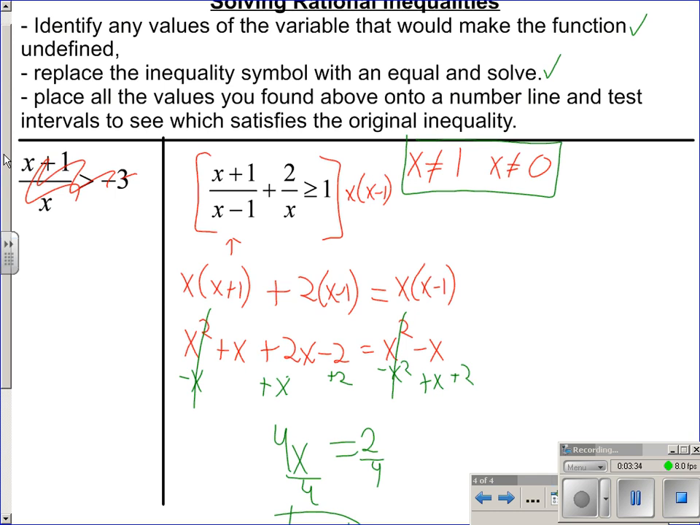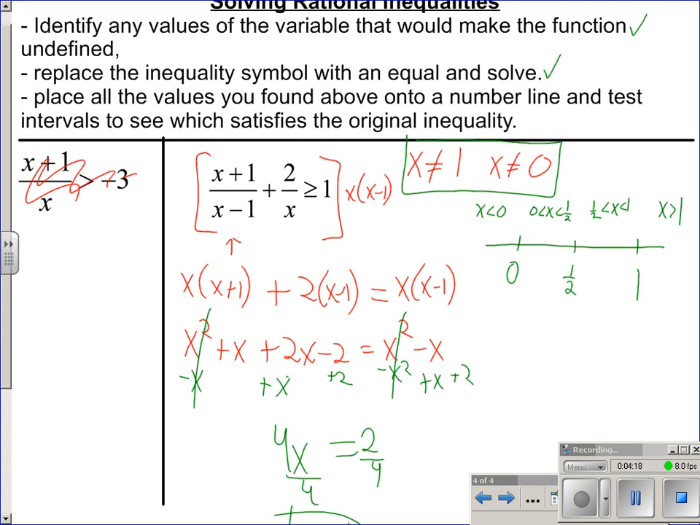The third step says, place all the values you found above onto a number line. So what we are looking at on the number line, we have 0, we have 1/2, and we have 1. It is dividing that number line into 4 regions: x value is less than 0, x value is greater than 0 and less than 1/2, x value is greater than 1/2 and less than 1, and x value is greater than 1. We place all these values on a number line and test intervals to see which satisfies the original inequality.